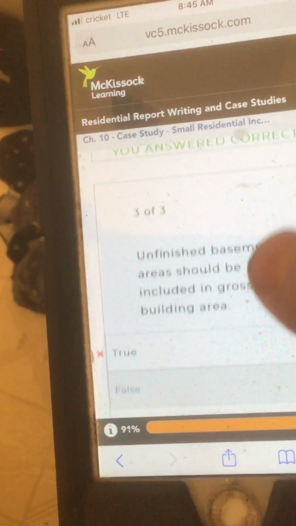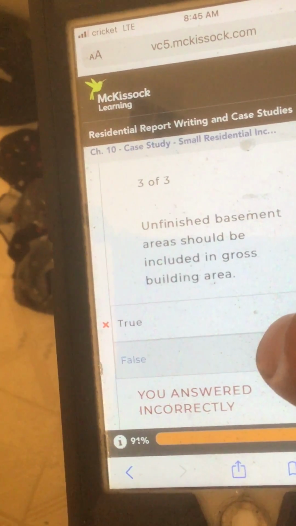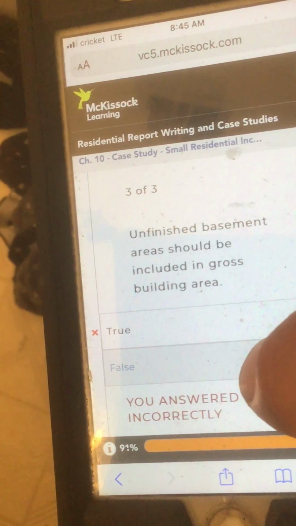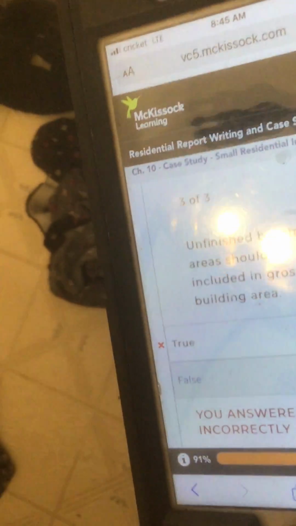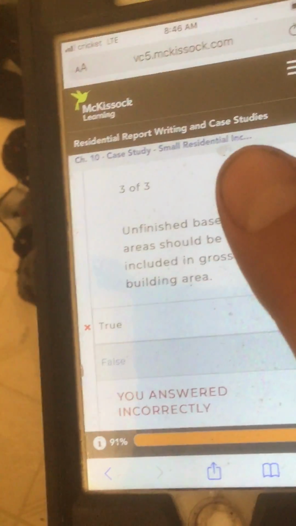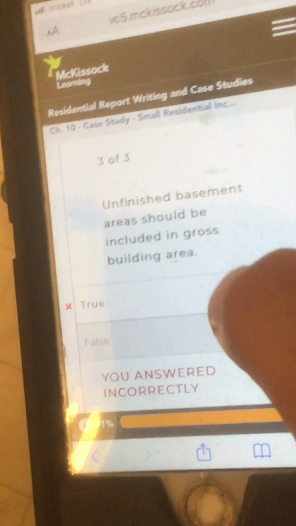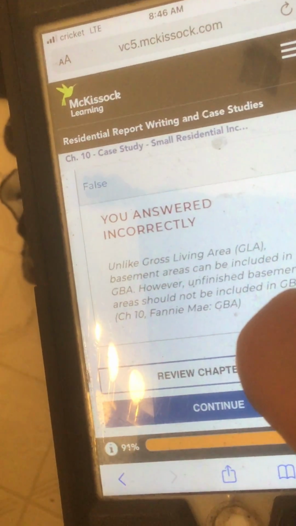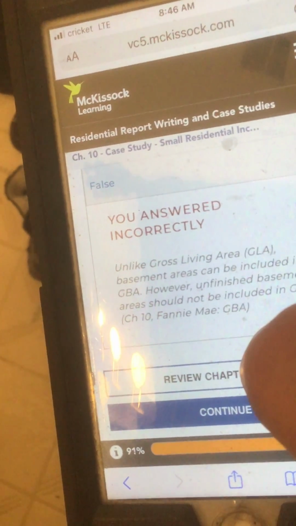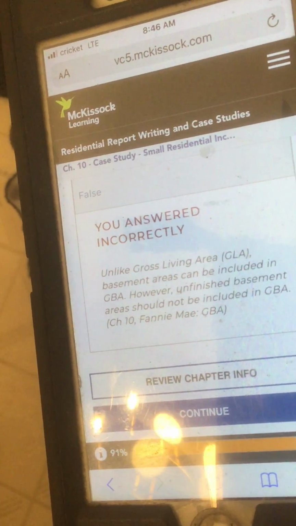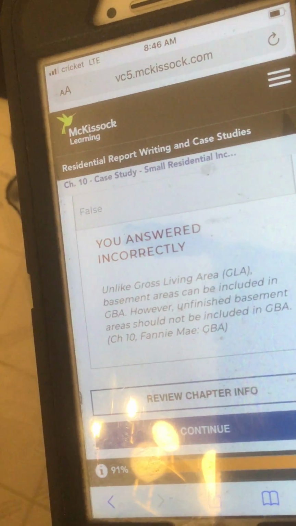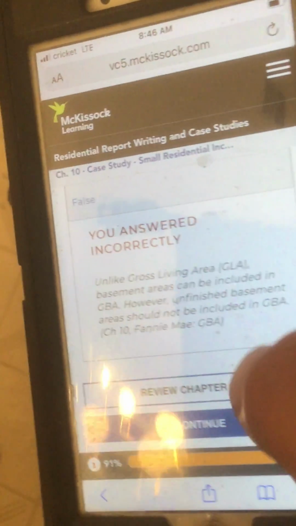I'll be goddamn. Number 3, unfinished basement areas should be included in gross building area. True or false? You said true, and that's not right. It's actually false. Unlike gross living area, GLA, basement areas can be included in GBA. However, unfinished basement areas should not be included in GBA. That was what I was confused about.